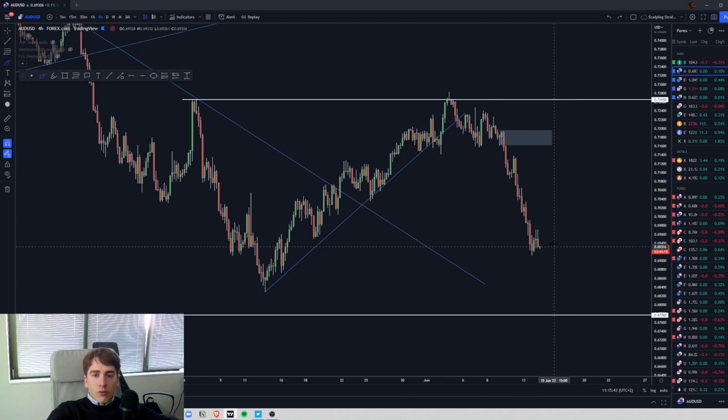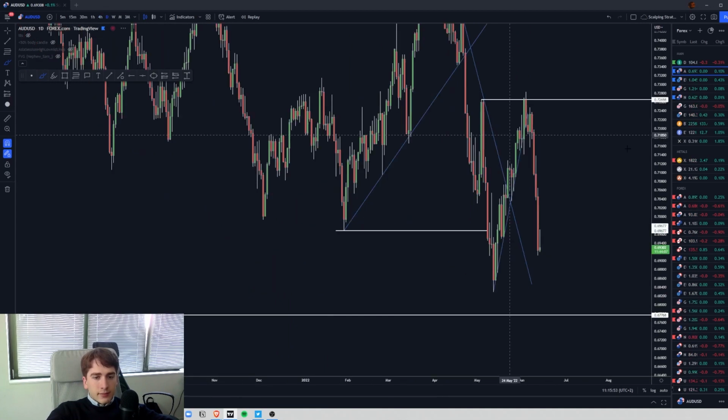So I would be looking for Aussie dollar shorts. Sadly, last week I did not get tagged into this short, but still expecting further downside from this pair, taking out this low in accordance with the overall daily and weekly trend.